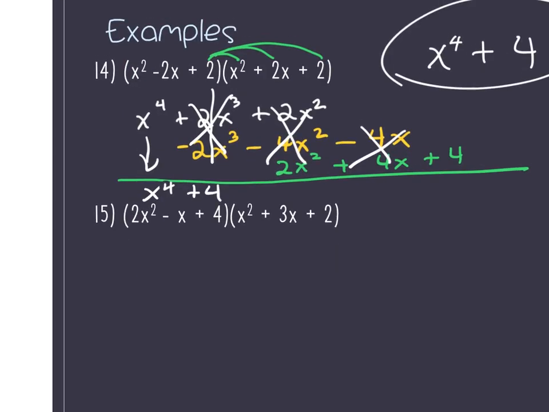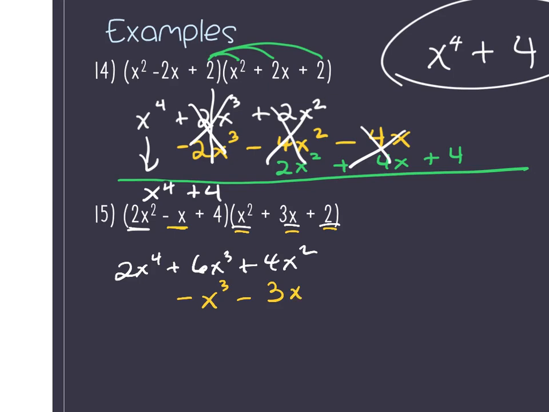Next one, I'm going to distribute this to all three of these. So this becomes 2x to the fourth plus 6x to the third plus 4x squared. Now I'm going to shift, and this one gets multiplied to all three. And again, I'm going to shift it over so it's lined up. And then lastly, the 4 to all three. And again, I'm going to line them up. So 4x squared plus 12x plus 8.